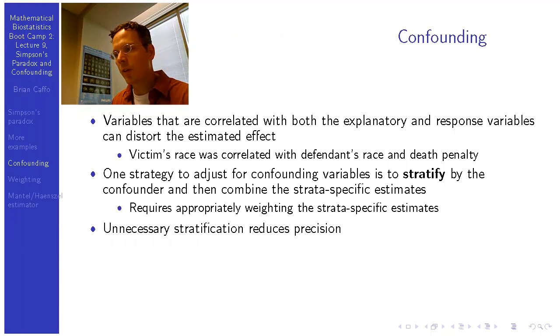So I've been using the word confounder a lot in confounding, so let me define it. Variables that are correlated with both the explanatory and response variables are confounders, and they can distort an estimated effect. So in this case, victim's race was correlated with both the defendant's race and whether or not the death penalty was executed.